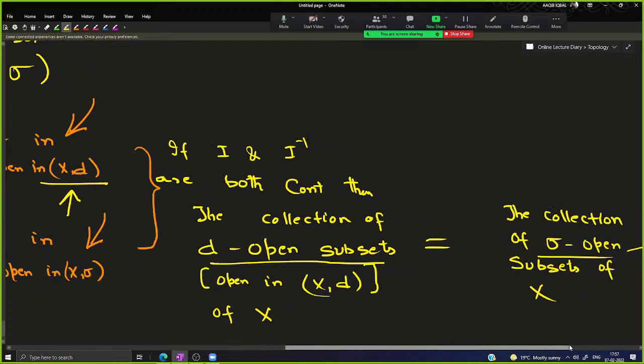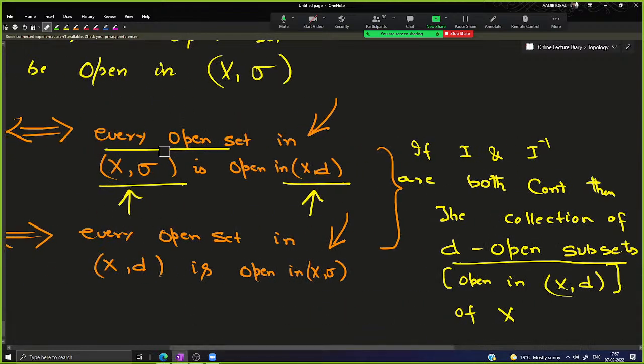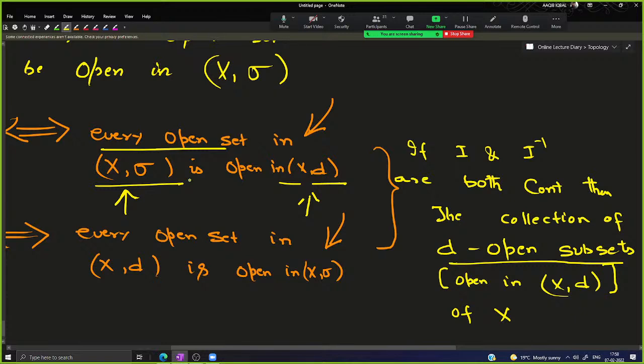मैं आपको इसको ना ब्रेक डाउन भी कर सकता हूँ. ये जो इक्वालिटी मैं यहाँ आपसे कह रहा हूँ ना, ये असल में इस तरह से आती है. अगर आप सिंस कह रहा है कि I is continuous, now I is continuous, it means every open set in X sigma is open in XD. So that means the collection of sigma open subsets is a sub collection of D open subsets. ठीक है? So D open subsets की जो collection है, it contains the sigma open subsets because every open set in X sigma is open in XD. So every sigma open is D open.